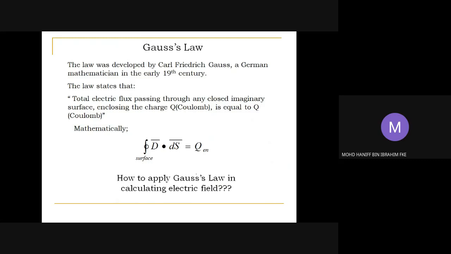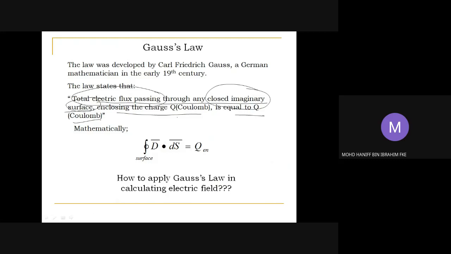The law was developed by a German mathematician, Mr. Gauss, in the early 19th century. The law states that the total electric flux passing through any closed imaginary surface enclosing the charge Q coulomb is equal to Q coulomb. So I repeat again: the total electric flux passing through any closed imaginary surface, enclosing the charge Q coulomb, is equal to Q coulomb.